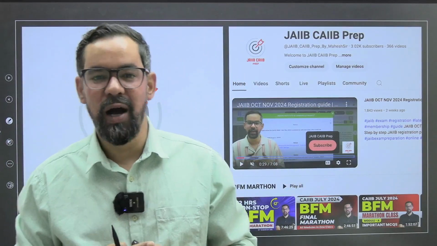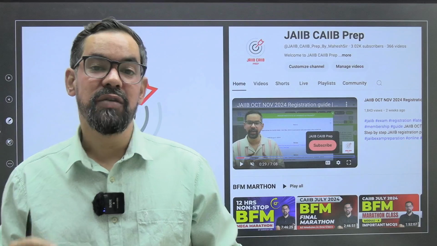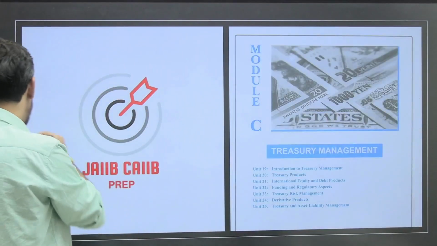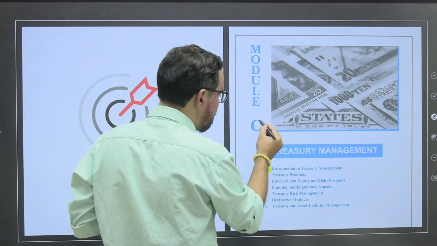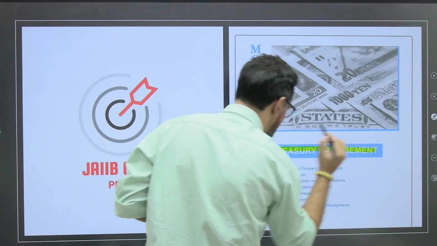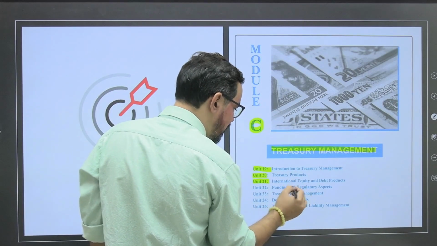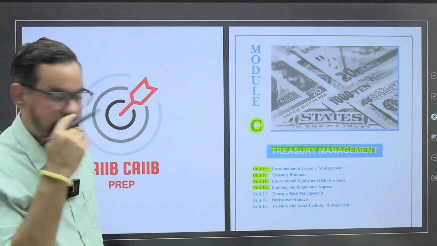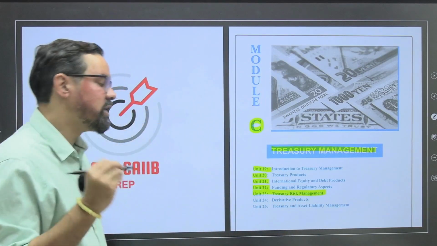Welcome back. In this particular session, we are going to discuss unit number 23, BFM Module C, which is all about Treasury Risk Management. We have done these many topics of BFM Module C, all about Treasury Management: introduction, then Treasury products, international equity and debt, and the last topic was around funding and regulatory aspects. So today in this session we are going to discuss treasury risk management.